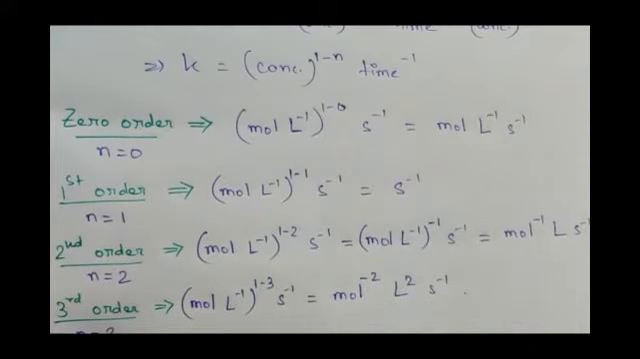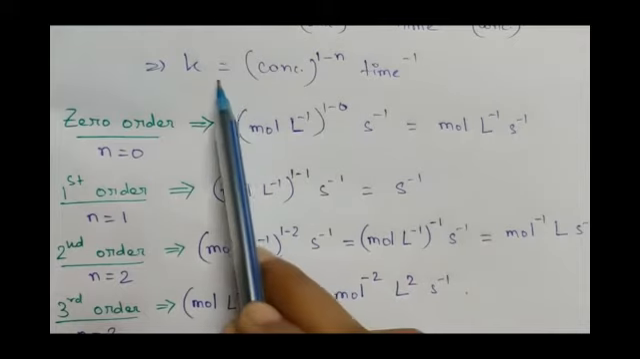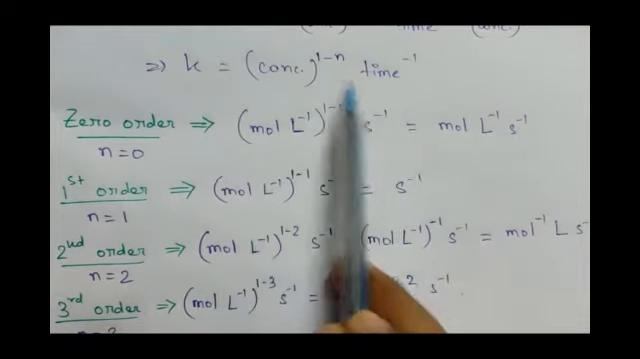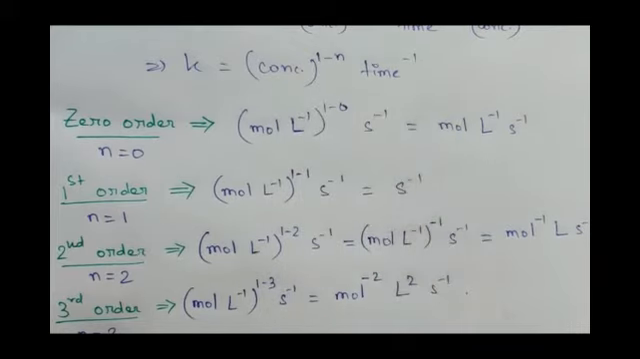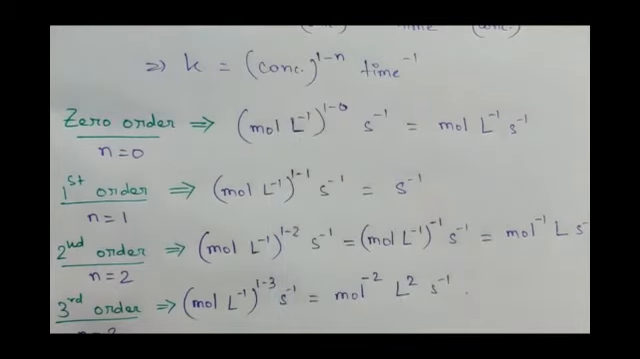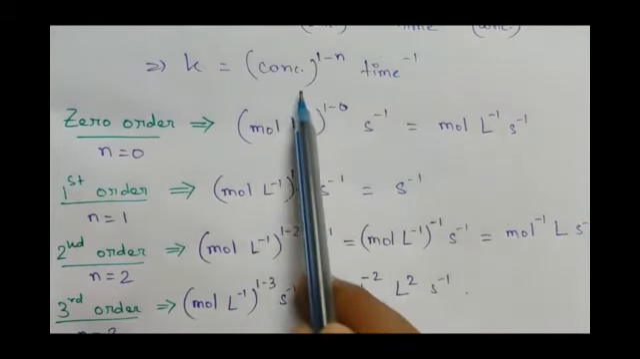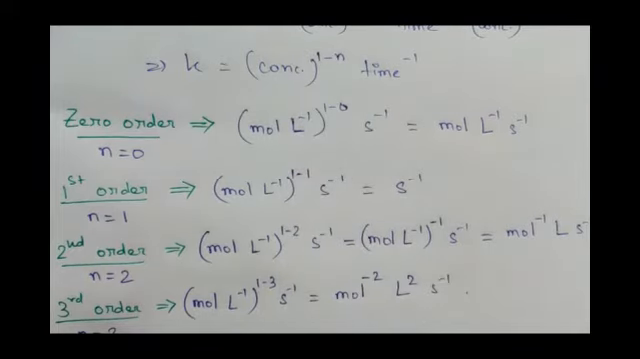Clear? Now in case of gaseous reactions, instead of the molar concentration, we generally use the pressure in atmospheres. So the units of the rate constant will be different. Here we have written that the unit for the rate constant is concentration to the power 1 minus n and time inverse. In gaseous reactions, this concentration term will be expressed in terms of atmosphere. So it will turn out to be atmosphere to the power 1 minus n and time inverse.